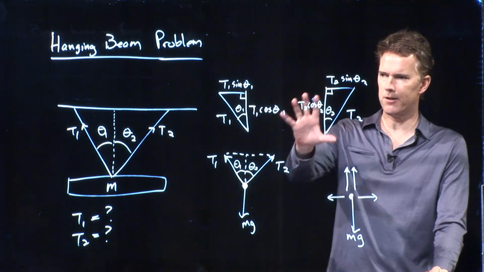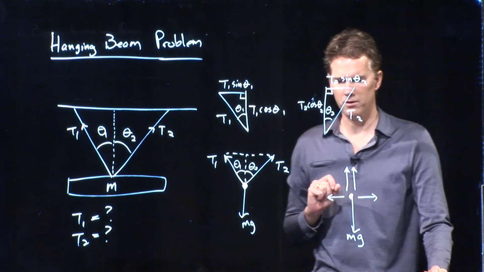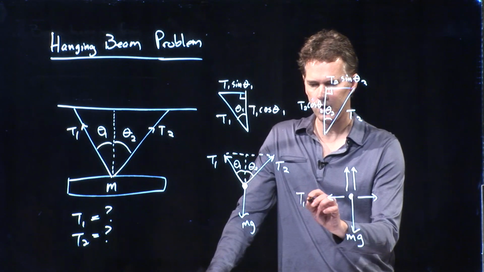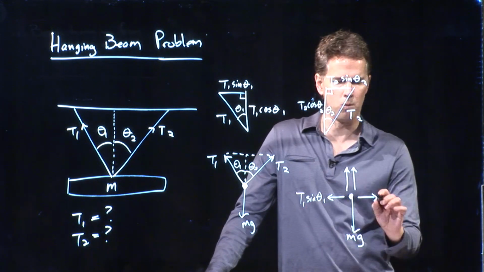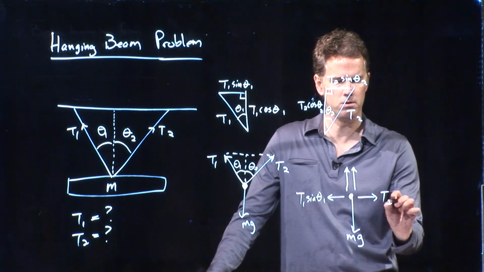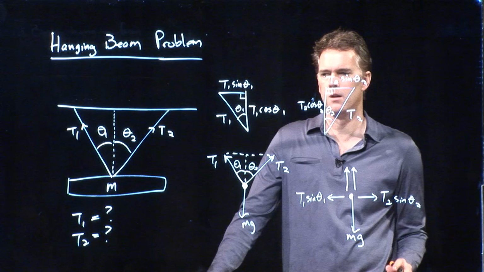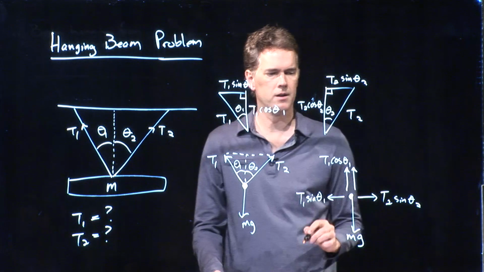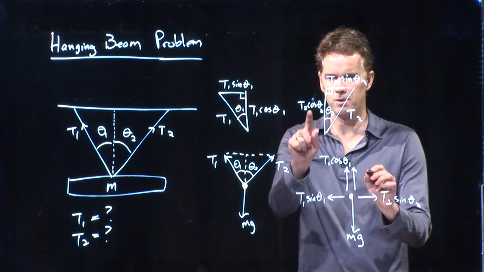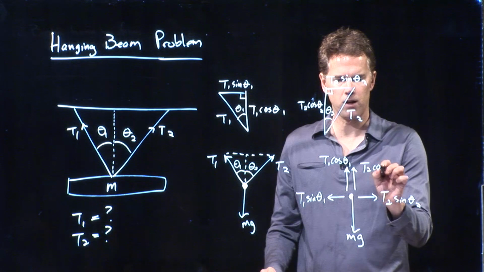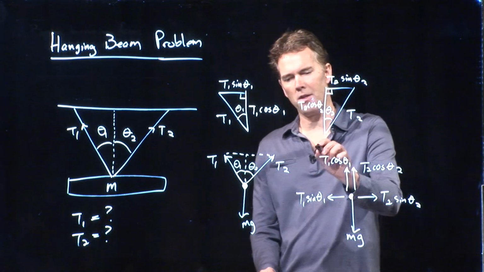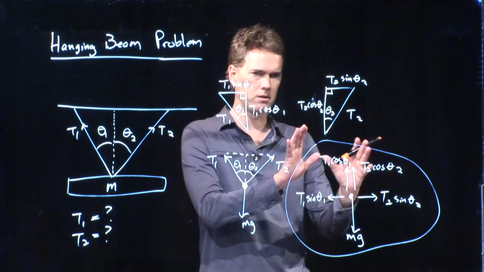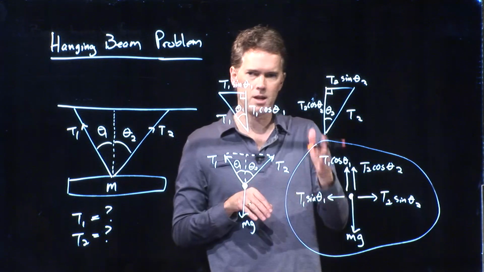All right, so now we've identified all those forces, and now we can put them on our free body diagram. The one to the left is T1 sine theta 1. The one to the right is T2 sine theta 2. The one going up is T1 cosine theta 1, and the other one going up is right here, T2 cosine theta 2. And so now this is a very nice looking free body diagram because it's in components. We have broken it up into X and Y components.